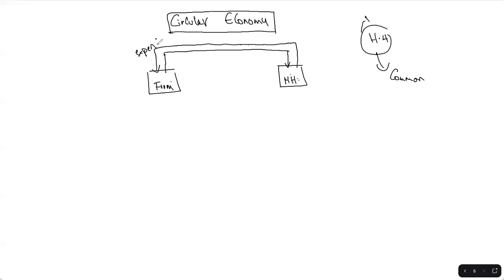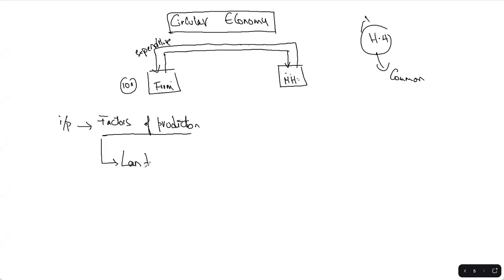Let's assume the pizza costs 100 rupees. So they have produced the pizza and sold it to this household, and they have received 100 rupees. Now, in order to produce the pizza, this firm will require certain inputs, and those inputs are called factors of production. What are those factors of production? They can be considered as land, labor, capital, and the fourth one is entrepreneurship.